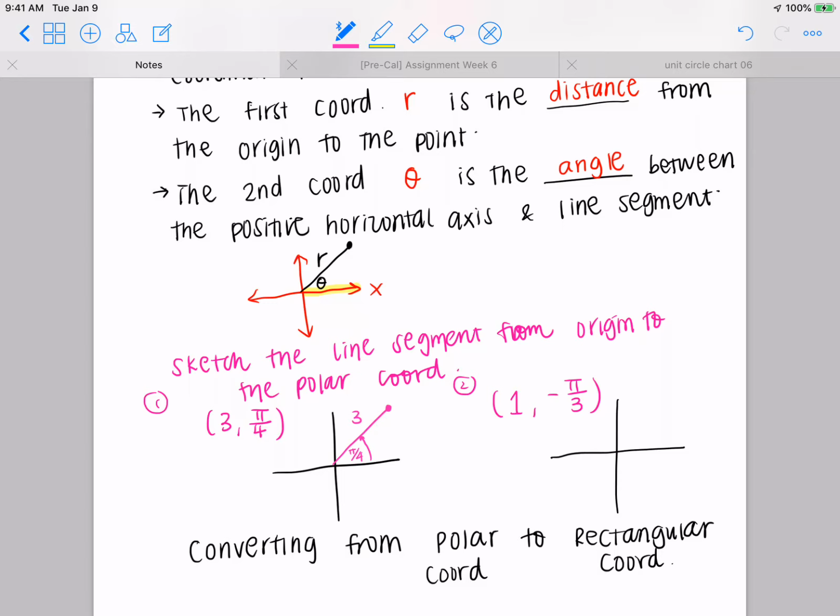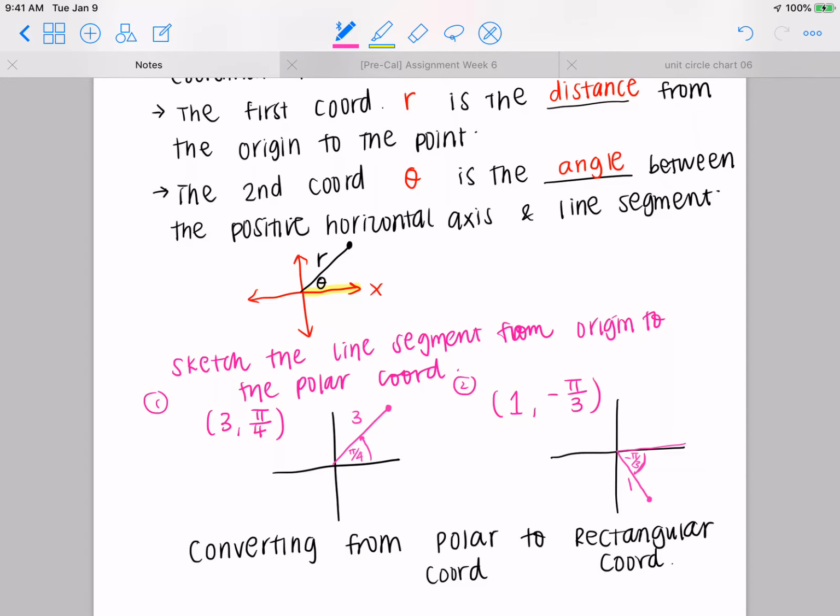And then number 2, if I'm looking at 1 comma negative pi over 3, we are looking from this line down. Pi over 3 is a little bit more than pi over 4, and we draw our line. And that's 1. This would be negative pi over 3. Okay, that's how we sketch.